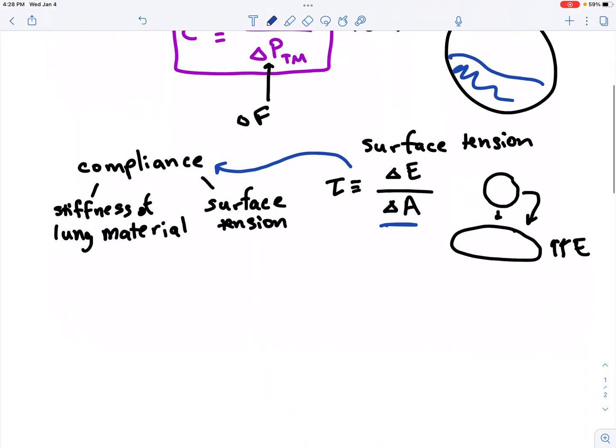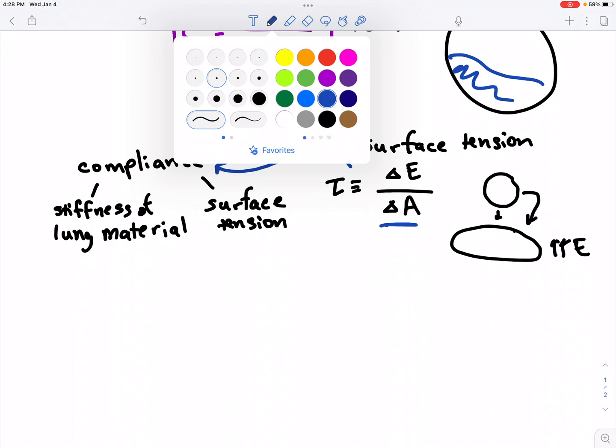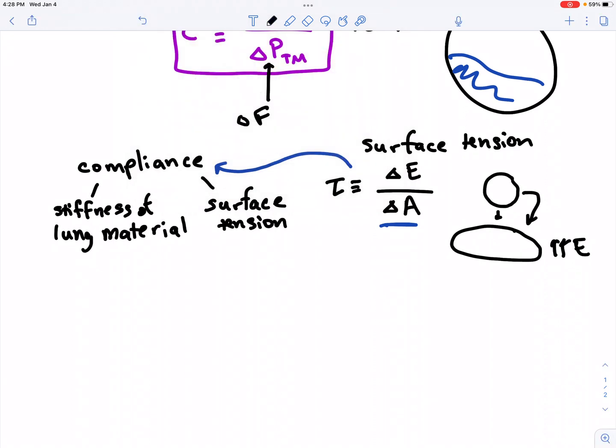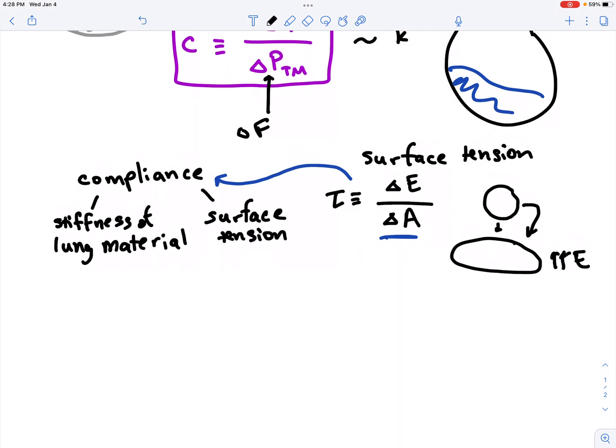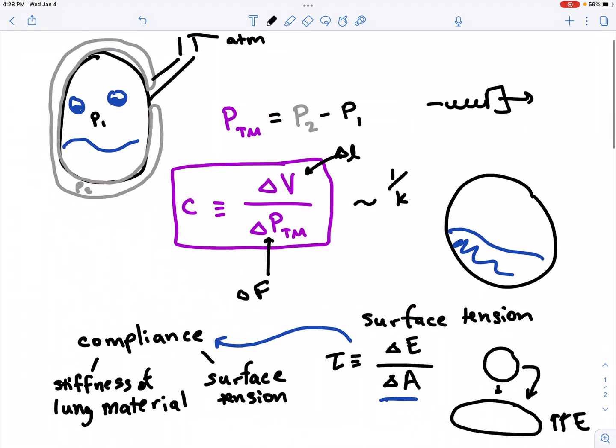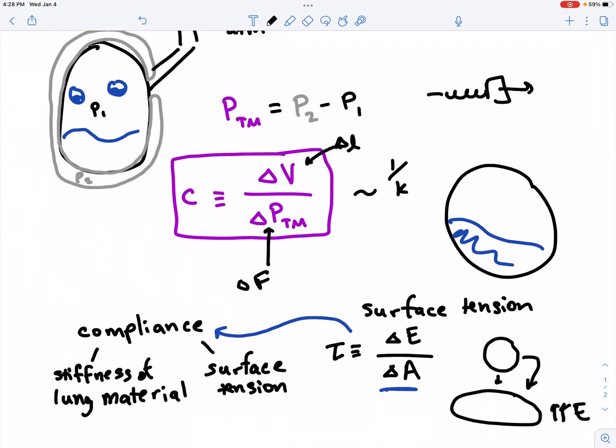Okay, and so why is this important? Well, because surface tension is something that is regulated in our lung by surfactant, right? So surfactant is basically an oil that our lung produces in order to reduce the surface tension and hence increase our lung compliance, particularly at low lung volumes. Okay, so let's explain what that means.